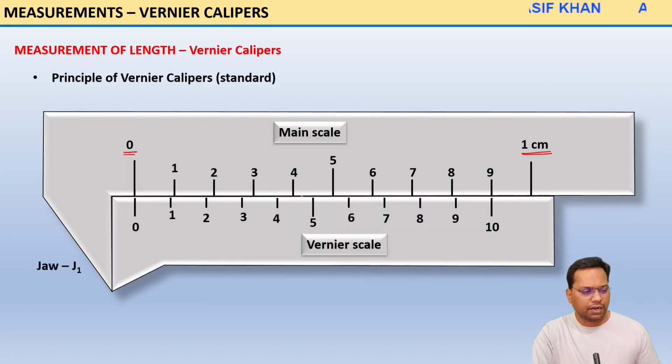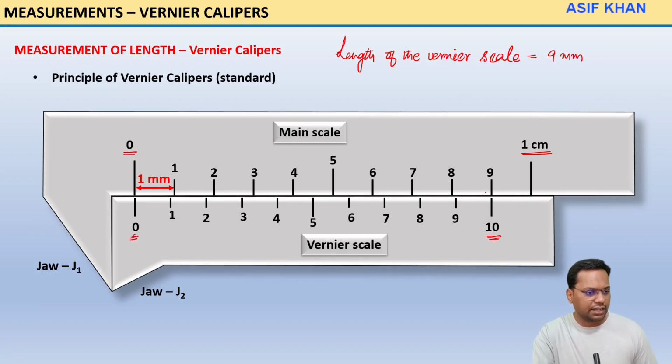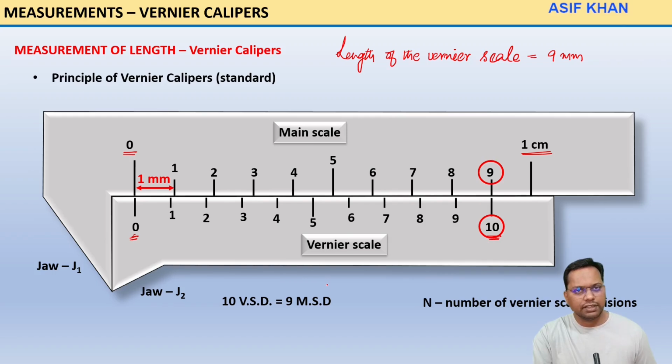Now the second part, the Vernier scale that slides over the main scale, is shown. Here you can see again there are a total of 10 divisions on the Vernier scale. Each division on the main scale is equal to 1 millimeter. The first division is coinciding and the last division is coinciding exactly. You can see here, the 10th division is exactly coinciding with the 9th division. So 10 Vernier scale divisions are exactly coinciding with 9 main scale divisions.